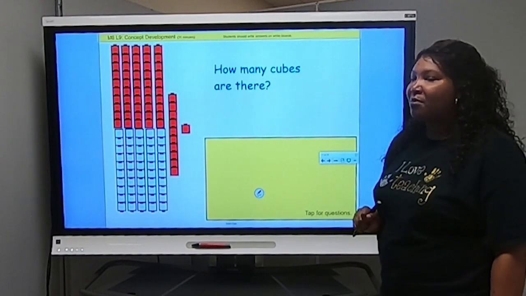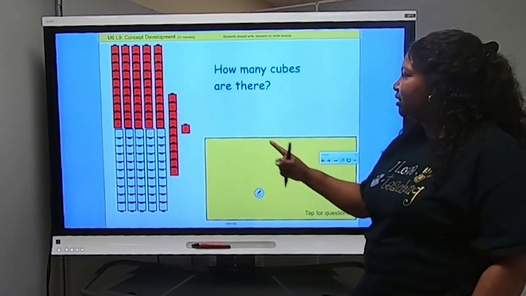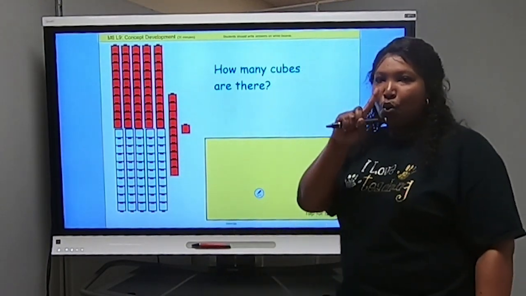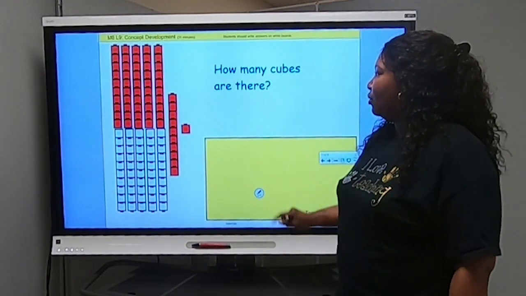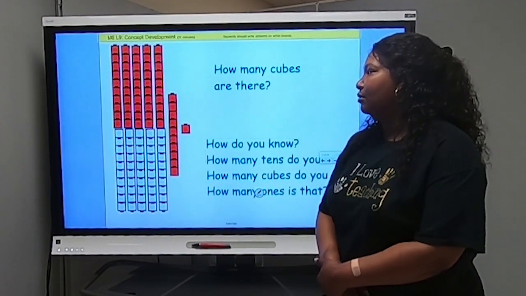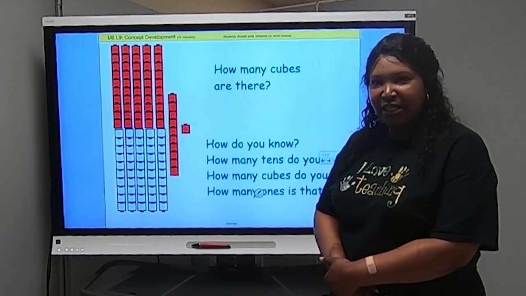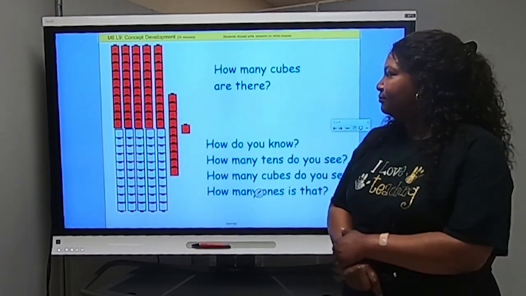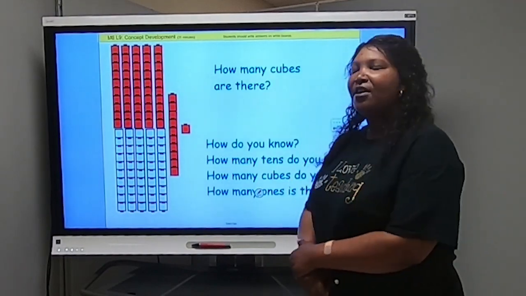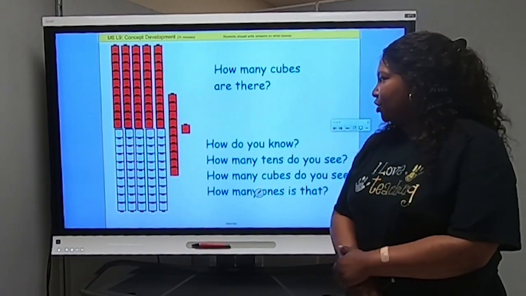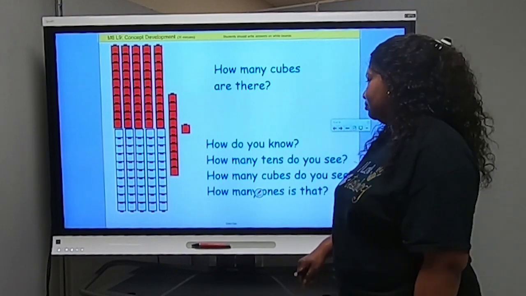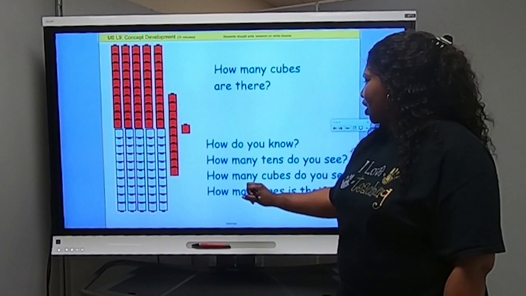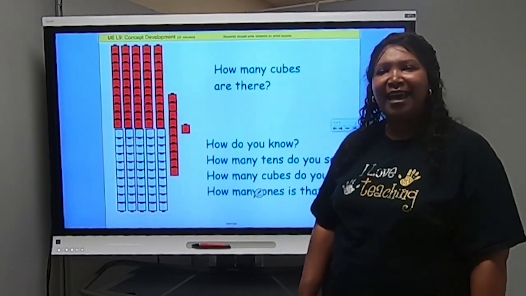This is a good one. Remember we talked about the ones and the tens? You can see the difference. They're side by side. This is a 10 and this is a 1. Okay? So, how many cubes are there in all? 111. Good job. How many tens do you have? 11. Good job. How many cubes do you see in all? 111. Good. Okay, so how many ones is that?